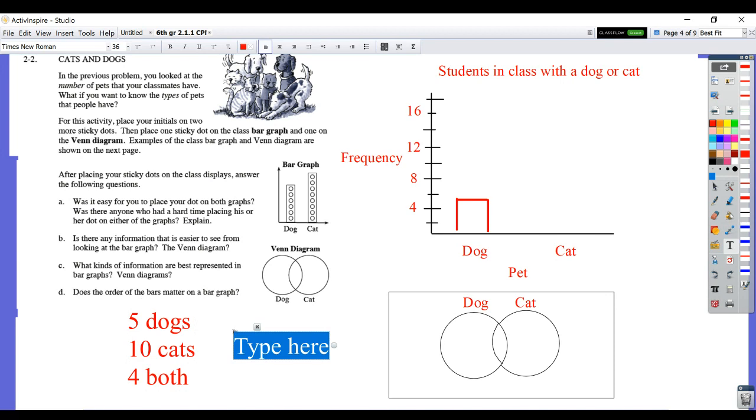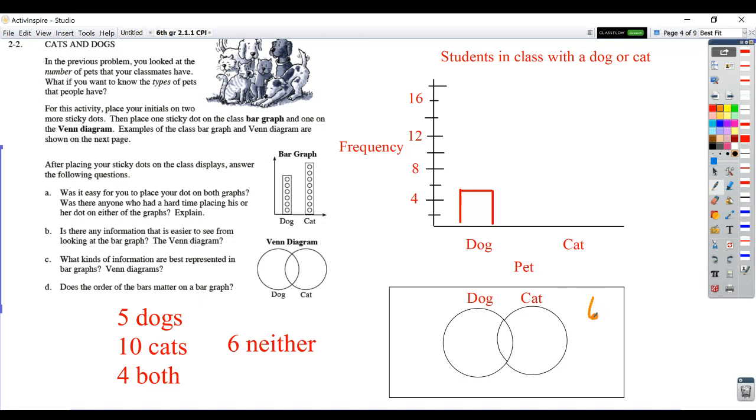and maybe 6 that have neither, then the way that we would represent that in our Venn diagram is the 6 that have neither would be out here because they're not obviously going to be included at all. The 4 that have both would be included in this area of overlap. And then what we'd want to remember is this circle represents dogs, but that includes the 4 that have both. So if we have 5 students that have dogs, but of those 4 have both dogs and cats, they're already represented here. So we only have 1 additional student that has just a dog. If we have 10 that have cats, but again, 4 are represented in the area of overlap, then we have 6 that have just cats.